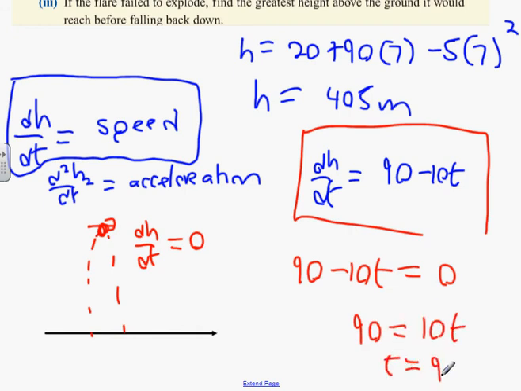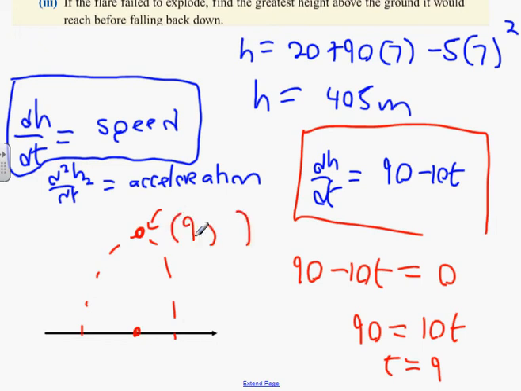Now, here's the problem, guys. This maximum, remember I was telling you about the N-shaped curve we have? Okay, it's an N-shaped curve. This is the maximum height. But we don't know the Y value, we know the X value. We know after 9 seconds it reaches its maximum height. That's not the answer to the question. The question is, what is the greatest height? We found the time it takes for the greatest height, but we haven't found the greatest height yet.